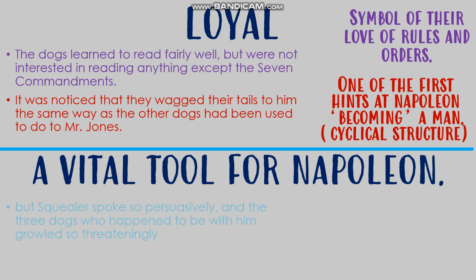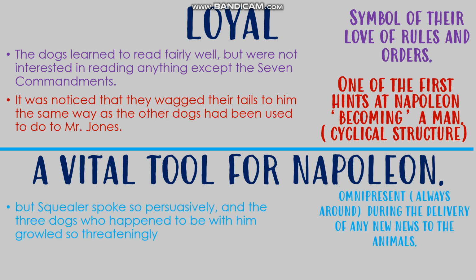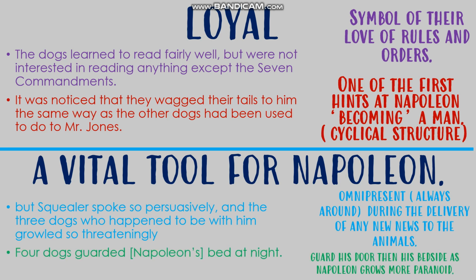They're also a vital tool for Napoleon, and they become omnipresent, always around during the delivery of any new news to the animals. They always patrol Squealer while Squealer delivers his propaganda and his new changes to farm life, so that no one can speak out against them. And also they continually guard Napoleon. At first they guard his door, then they guard his bed at night as he becomes more and more paranoid. Throughout the text they become more and more obvious and more mentioned as the whole farm becomes a more violent and frightening place for the animals to live in.